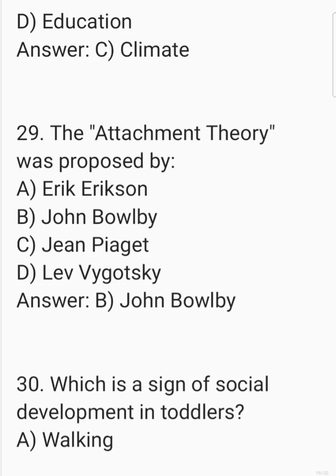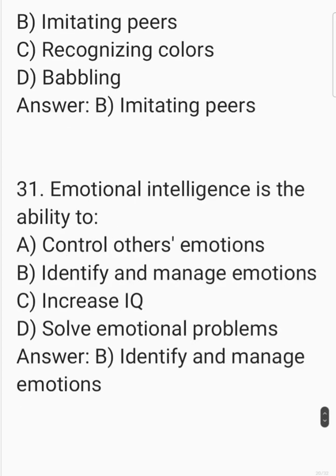30. Which is a sign of social development in toddlers? A. Walking, B. Imitating peers, C. Recognizing colors, D. Babbling. Answer: B. Imitating peers.